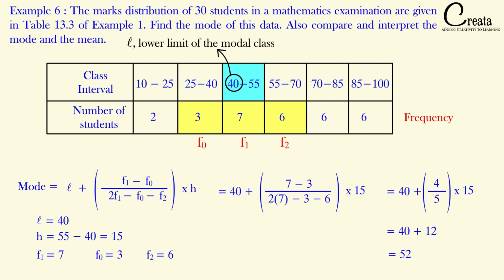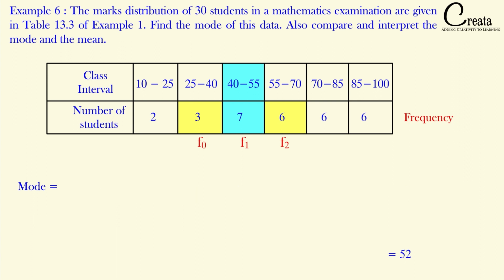This is the answer. Understand this, our range is from 40 to 55. The observation corresponding to the maximum frequency, our range is from 40 to 55 and our mode is 52, which is between 40 and 55. So our answer is correct. The mode should be in this range only.